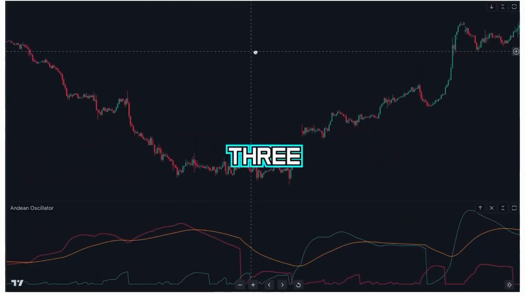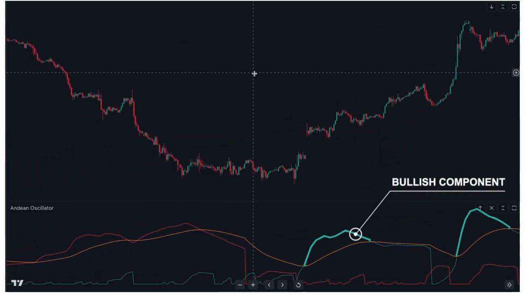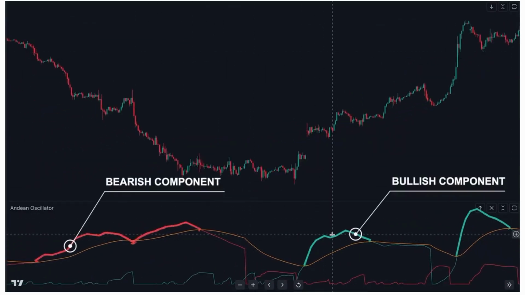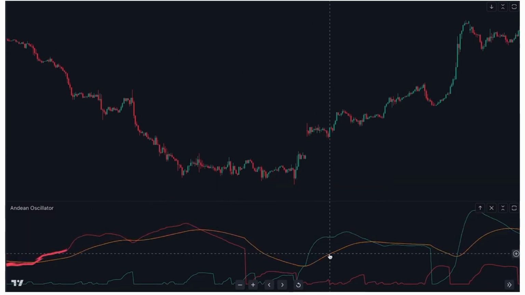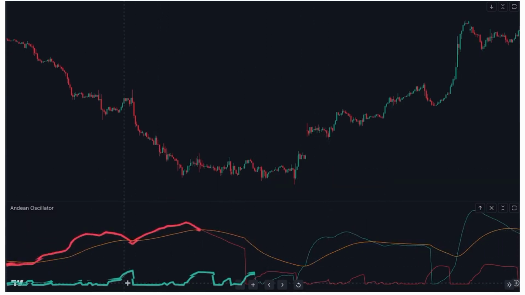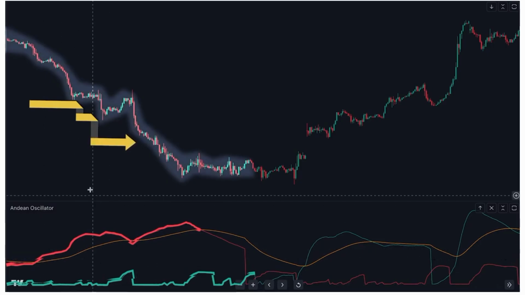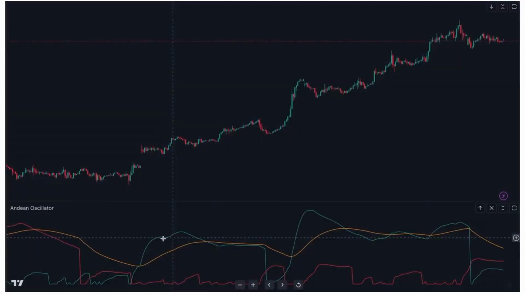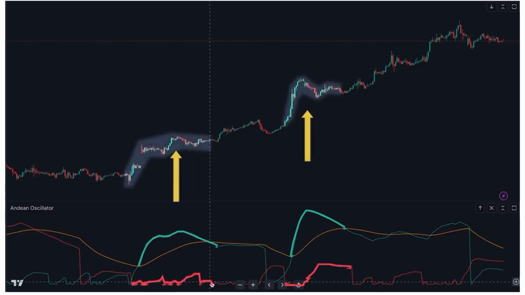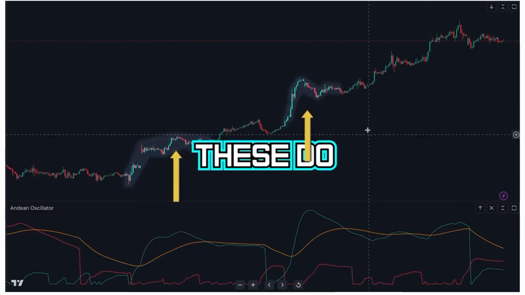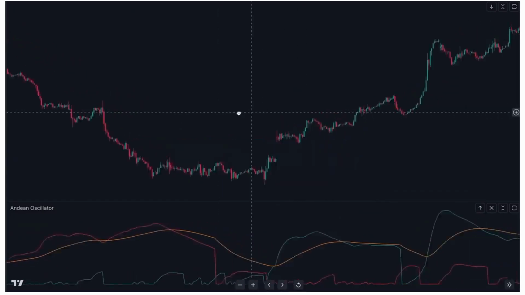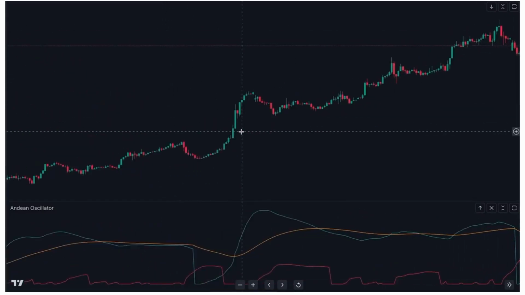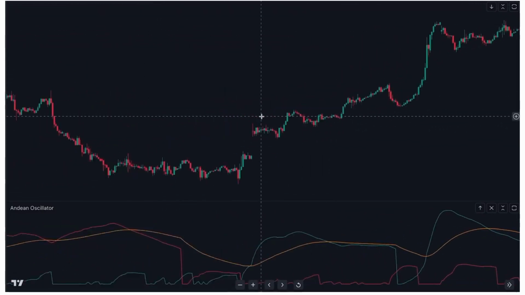This indicator has three components. We have the bullish component, the bearish component, and the signal line. If the bearish component, which is the red line, is above the green line, this indicates bearish momentum. And if the bullish component, this green line, is above the bearish component, this indicates bullish momentum. These do not indicate that it is time to click buy or sell. This is just to determine what is the directional bias of the market at these points.